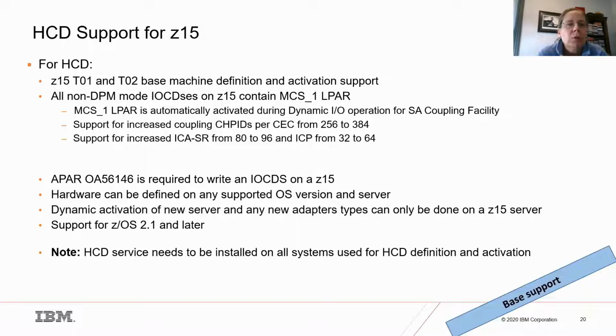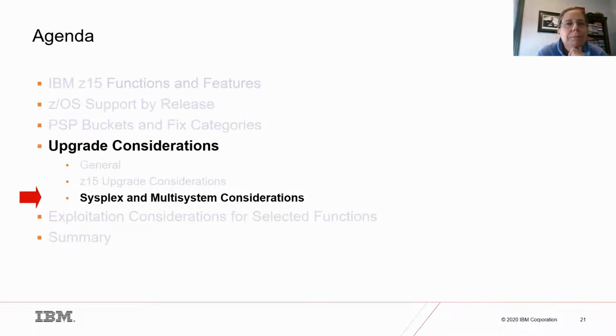As I mentioned before, the MCS1 LPAR, which helps with doing dynamic IO operations on a standalone configuration, has been incorporated in HCD. And like IOCP, we have the definitions in HCD to increase the coupling chip bits per CEC and also the CF links as well. The APAR that we have for HCD has been considered base support, of course, and so you'll need to make sure that you identify that APAR has been coded with the fixed cut that you'll need.